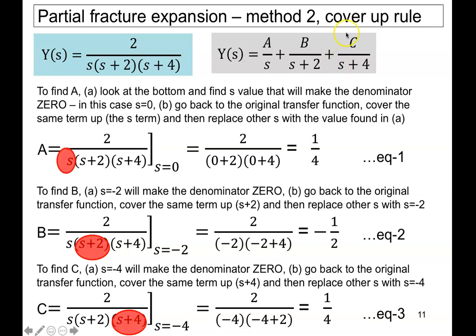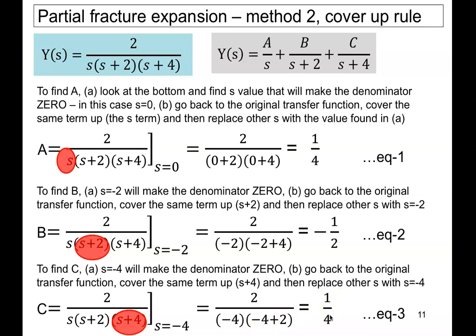By the same approach, if I want to find the value of c, I need to examine what's in the denominator, s plus 4, and what s value will make that term 0. That's minus 4. So I go back there, cover s plus 4 up, and set all the s values to minus 4. So that becomes minus 4, that becomes minus 4. That'll give me 1 over 4. That's the second method. It's called cover up. It's actually easier to do.